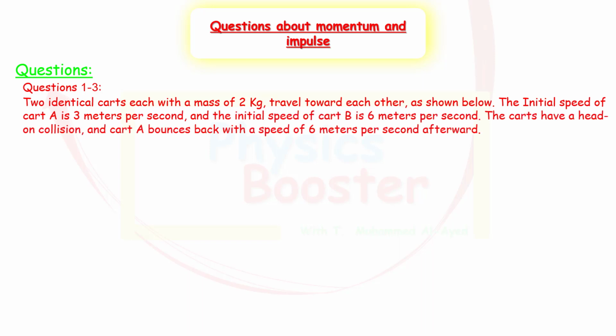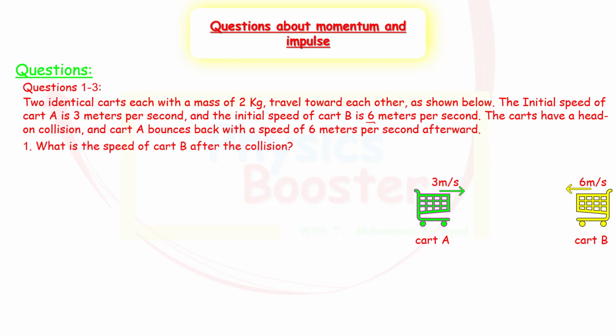Two identical carts, each of them with the mass of 2 kilograms, travel toward each other as shown below. Now the initial speed of cart A is 3 meters per second and the initial speed of cart B is 6 meters per second. Now the carts have a head-on collision and cart A bounces back with a speed of 6 meters per second afterward. Okay, the first question says, what is the speed of cart B after the collision?